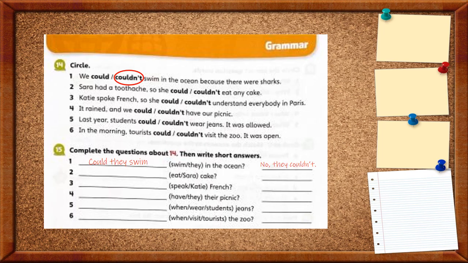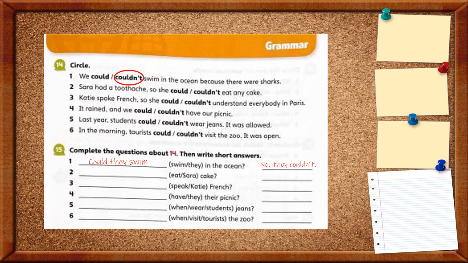Now, on page 67, we're going to circle the correct answer. In the first exercise, it says, we could or couldn't swim in the ocean because there were sharks. Nosotros pudimos o no pudimos nadar en el océano porque había tiburones. ¿Cuál sería la respuesta correcta? Couldn't. Excellent. Circle it. And continue with the next ones.